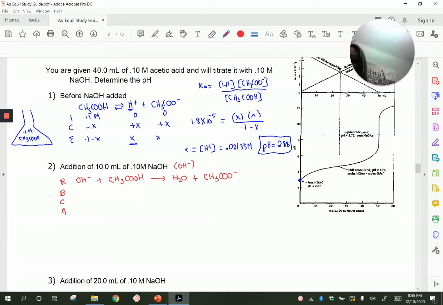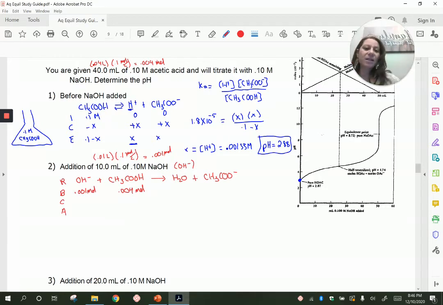So we have 40 milliliters of 0.1 molar acetic acid, so that's 0.04 liters times 0.1 moles per liter. That gives us 0.004 moles of my acetic acid. So I'll put that here, 0.004 moles. For my base, I have 10 milliliters, so 0.01 liters, and it's 0.1 molar. And so that gives me 0.001 moles. So I'm going to put that here, 0.001 moles.